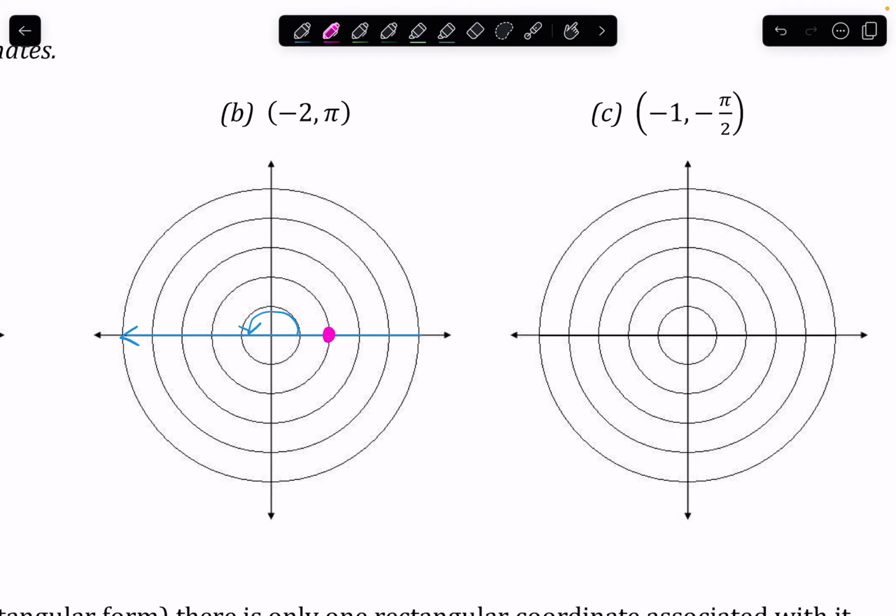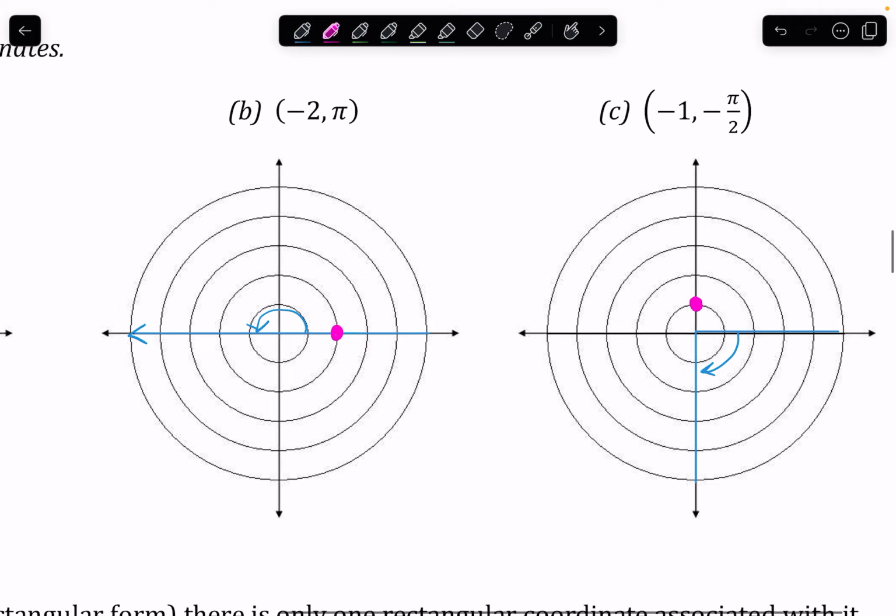Third one. -1, negative pi half. We always plot our angle first. So initial ray, negative pi half. Now we're rotating clockwise. Negative pi half is here. So here is our angle, negative pi half. And then -1, we're going 1 unit opposite the terminal ray. So the negative angle makes it rotate clockwise, but the negative R still means we go opposite the terminal ray. So we would be here for our point.